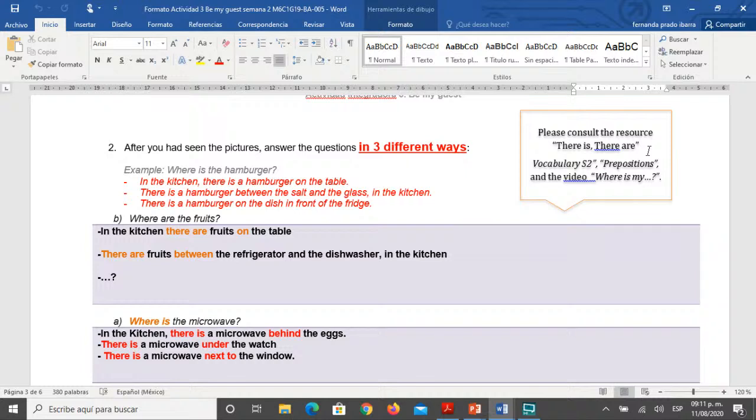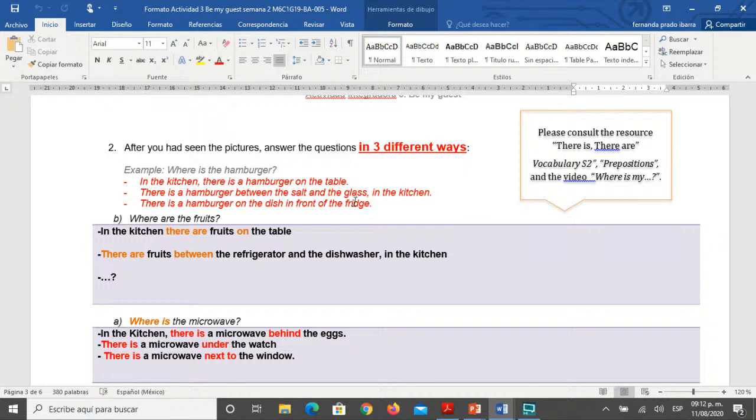So the first instruction or the first part of our activity asks that after we see the pictures, we have to answer the questions in 3 different ways, 3 different grammatical ways. We have to pay attention to this, please, because it's a very common area of opportunity that we forget that the rubric evaluates this aspect very precisely. Okay, we have to write down the answers to the questions in 3 different ways.